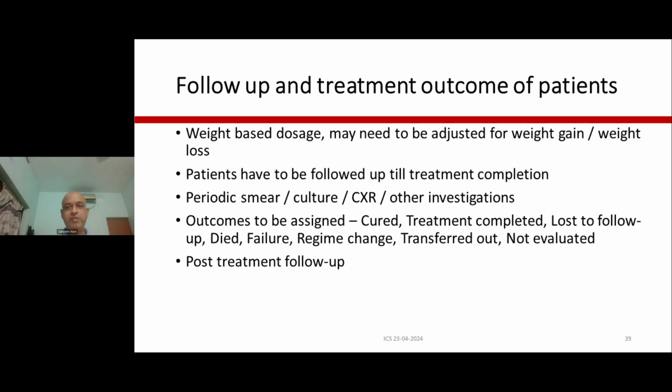You need to give the patient weight-based dosage, which needs to be adjusted if the weight goes up by 5 kg, changes of weight band, and certain other things. Each patient has to be followed up till completion, and the outcome has to be assigned for the patient as per the guidelines. And there is even a provision for post-treatment follow-up for 2 years, which sadly doesn't happen in most cases. So this is the rest of the graph which I showed you earlier.